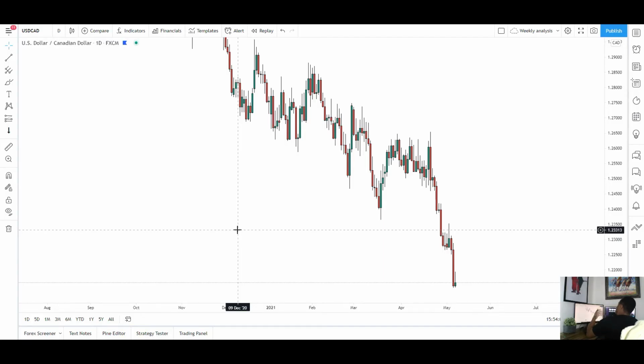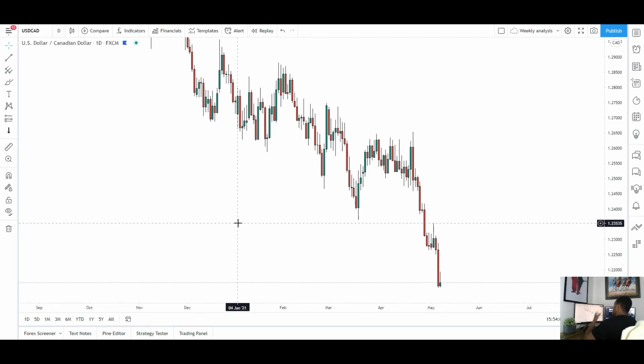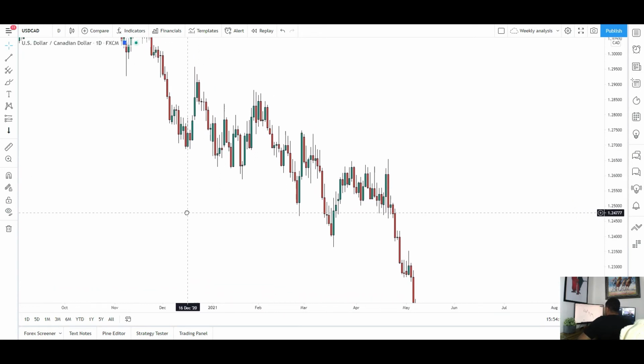Okay, so I'm going to start with the daily time frame for this trade and work my way down to the entry time frame, show you how it played out and why I entered, where I put my stop losses, and just how this trade played out.